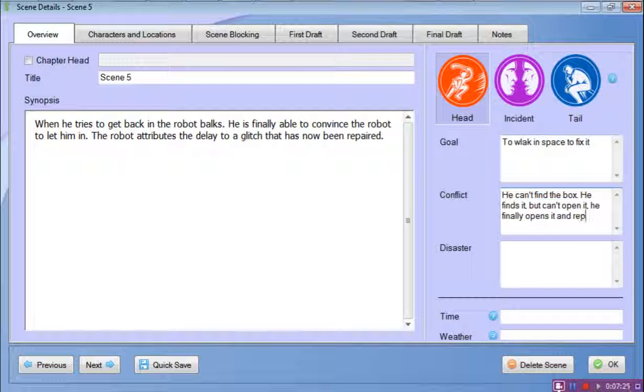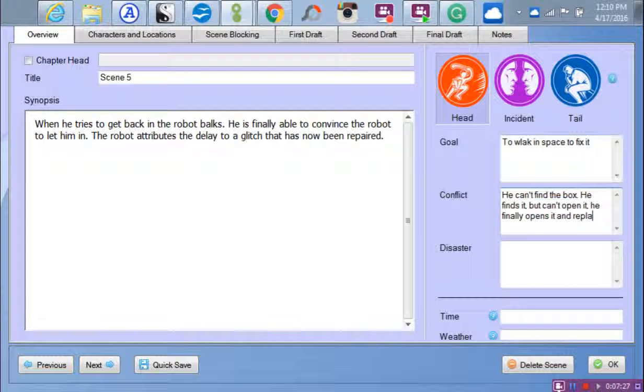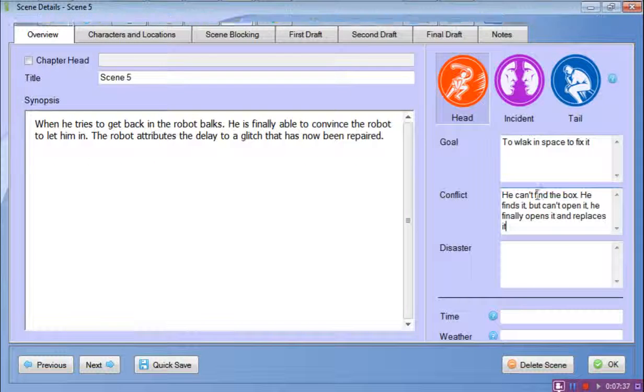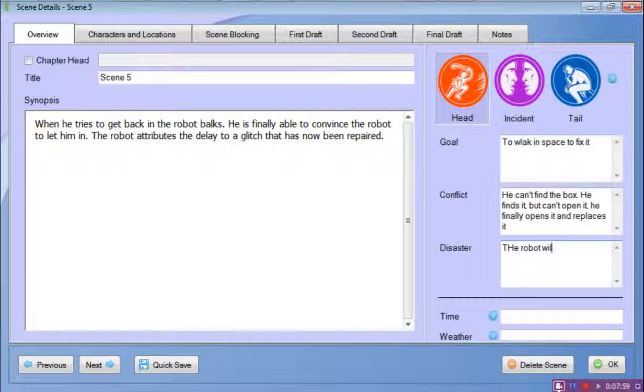So he has trouble. He can't find the box, and I have no idea why this thing is going so slow. It's really annoying. So, okay, he replaces it, but then the robot will not let him in. So that is the scene.